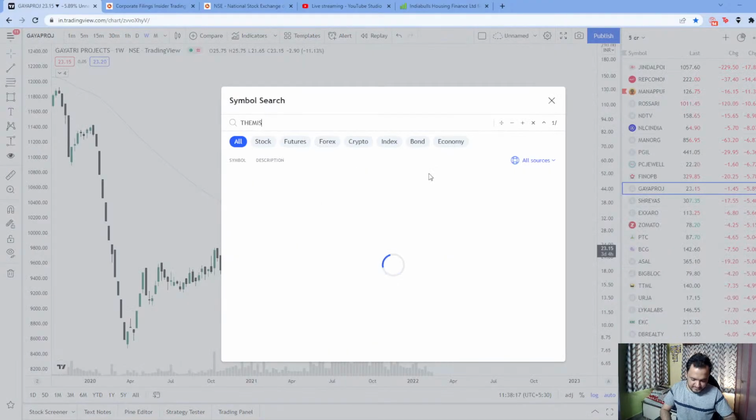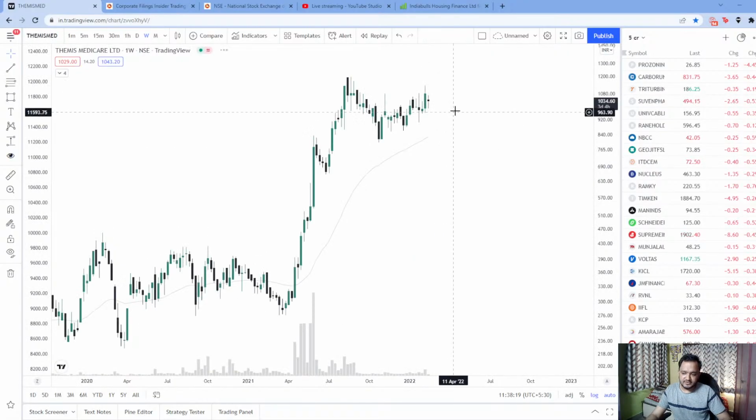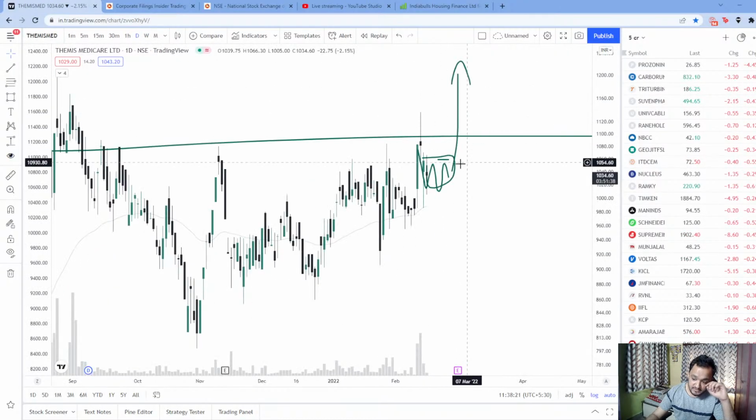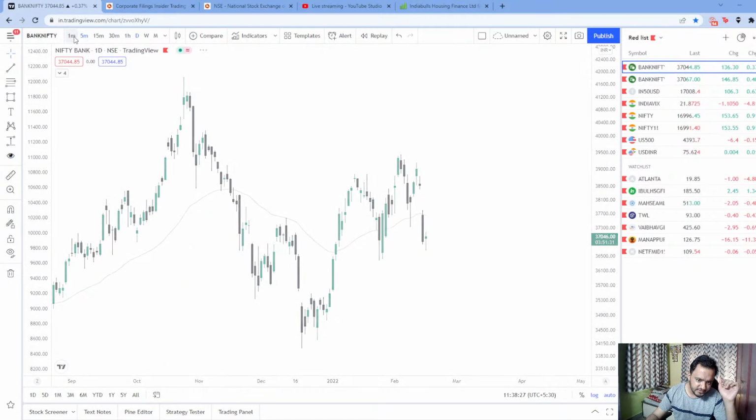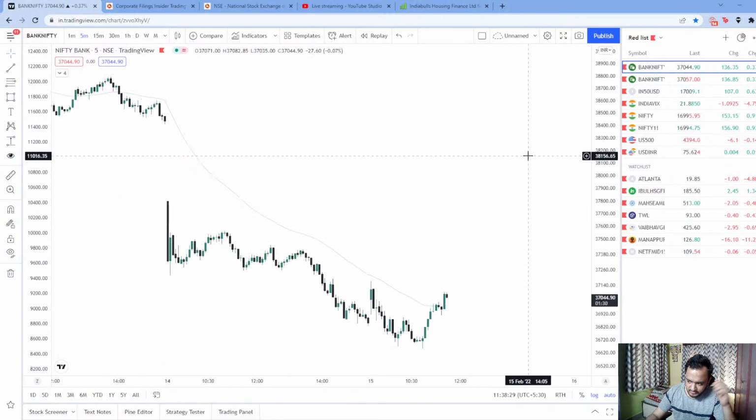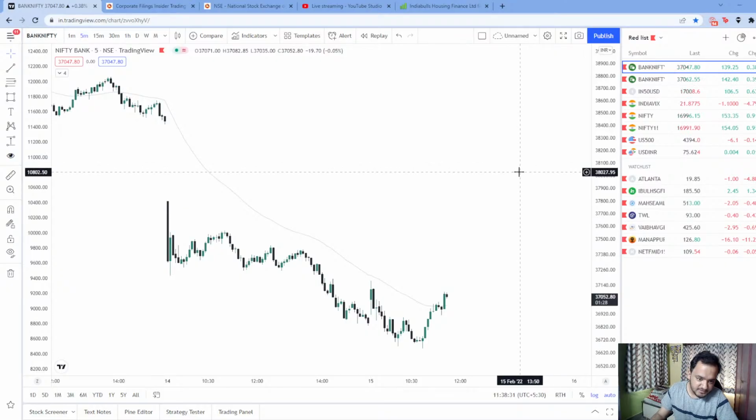All right, Themis Medicare. This is also very strong. We've talked about it multiple times. We are waiting for this structure. So you can maybe start buying, but buy with a small size. Buy with a small exposure. Don't get in with all your chips.